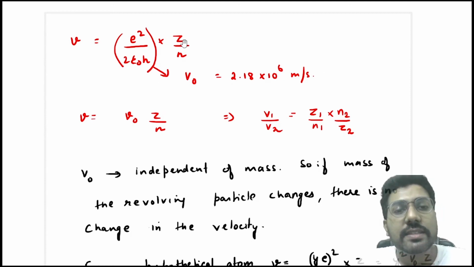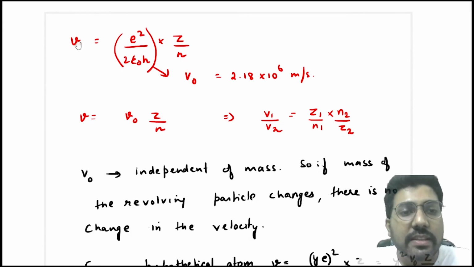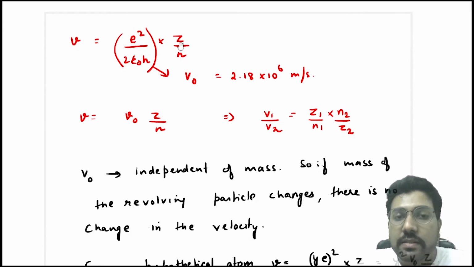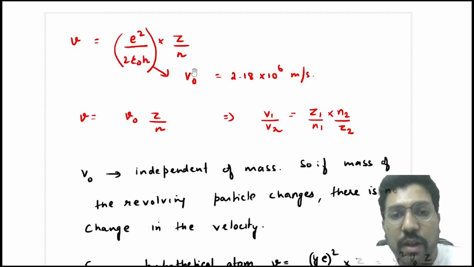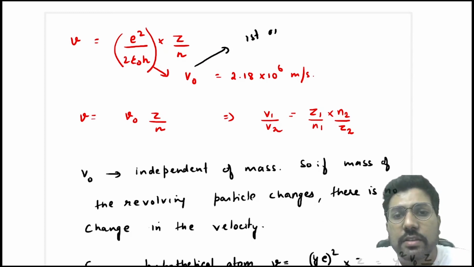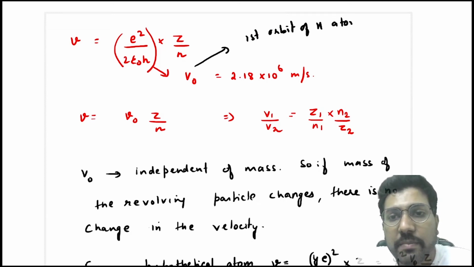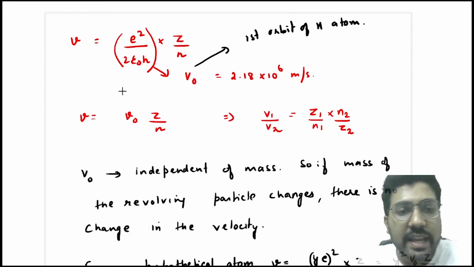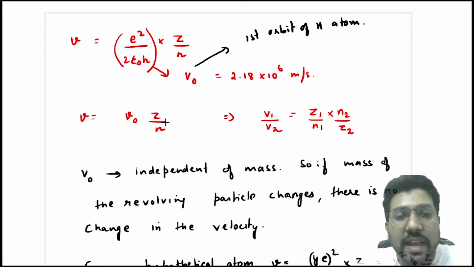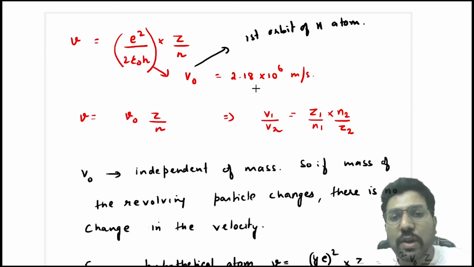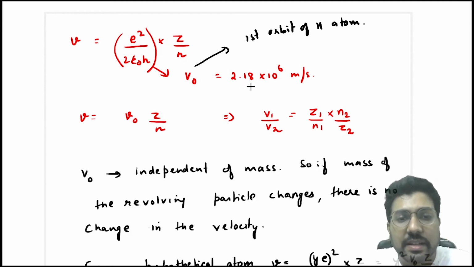Again, if I put Z equal to 1 and N equal to 1, what will I get? I will get the value of V as V naught. If N is 1, that means first orbit. If Z is 1, that means hydrogen atom. So V naught is the velocity of the electron in the first orbit of hydrogen atom. So I'll write this velocity again as V is equal to V naught into Z by N, where the value of V naught is 2.18 into 10 raised to power 6 meter per second.